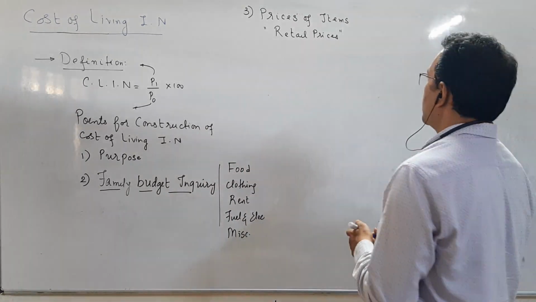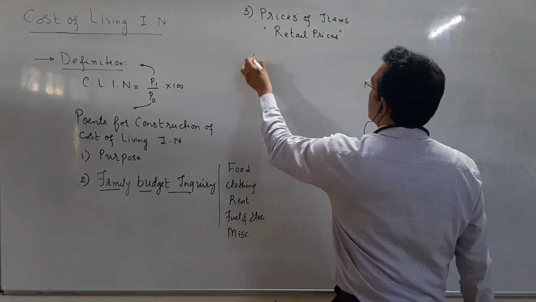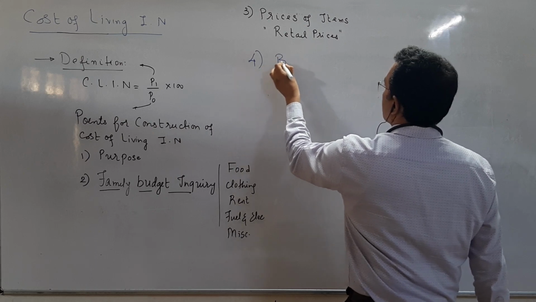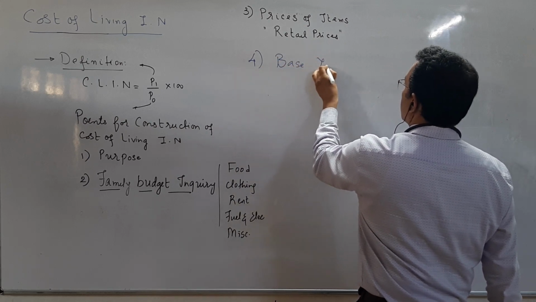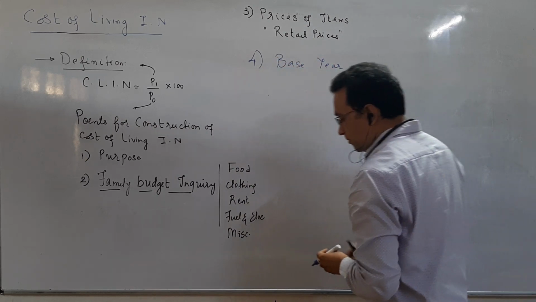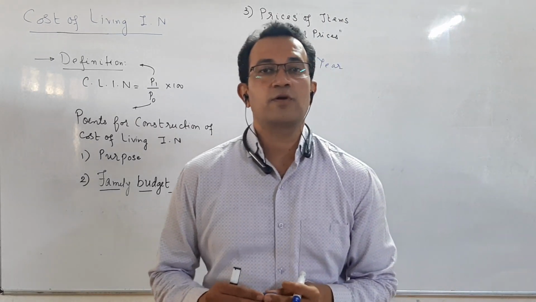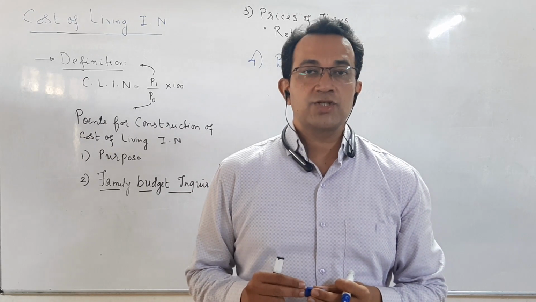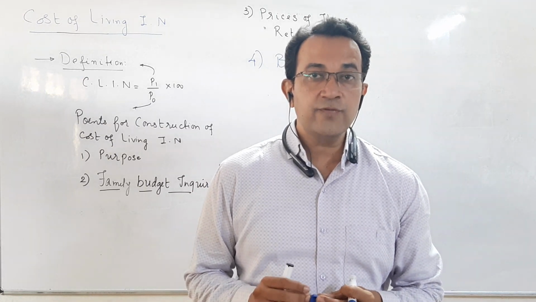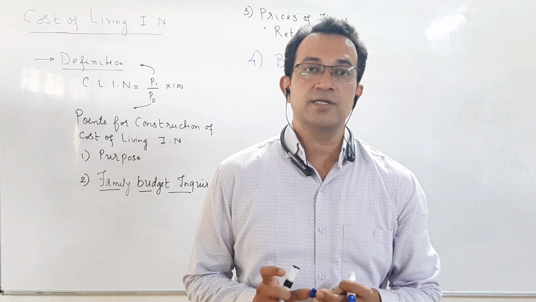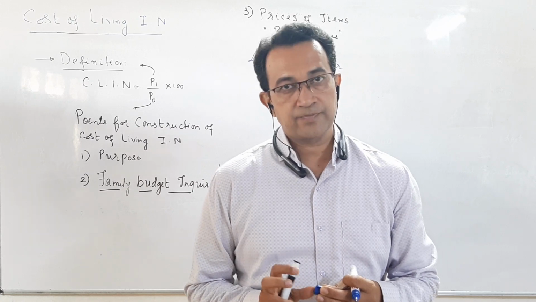Then the fourth point is selection of an appropriate base year. A normal year which is free from natural and man-made calamities, which is free from economic recession and boom, which is free from political instability, is considered as base year.